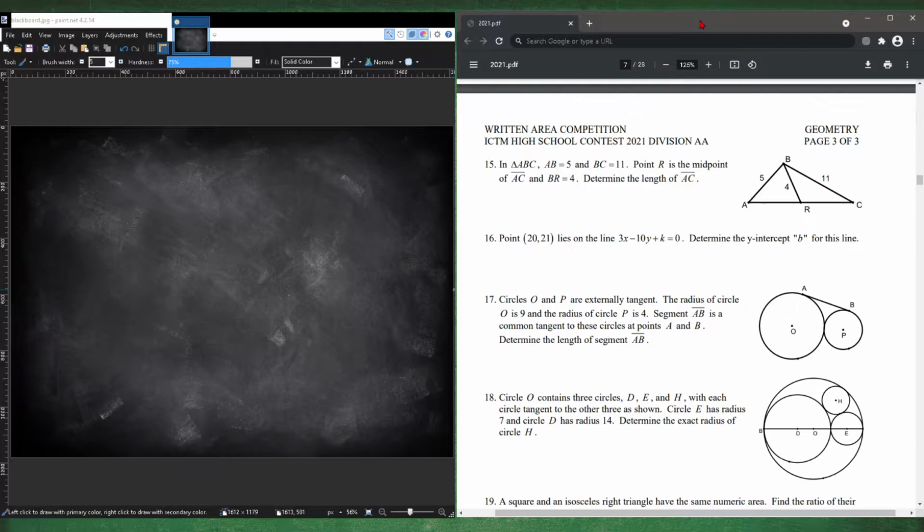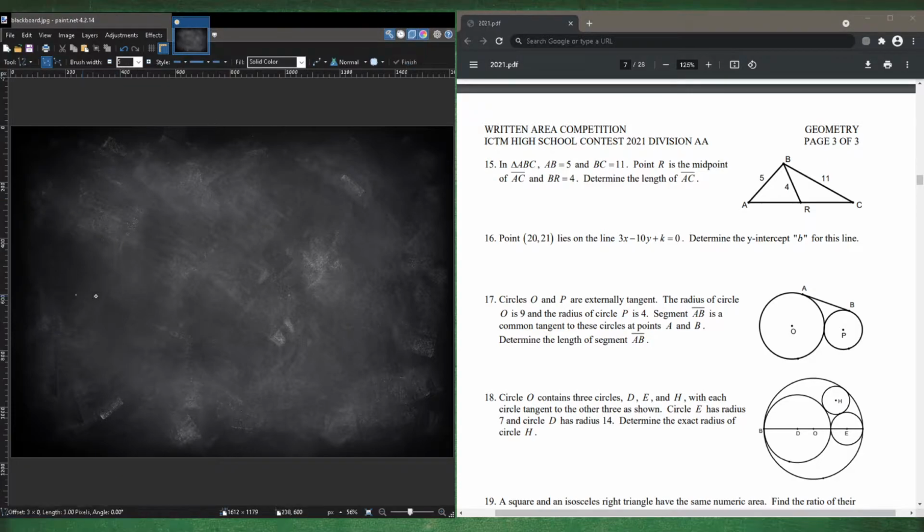Today I'll be covering the ICTM 2021 Division AA Geometry questions 15, 18, and 20. Let's just begin with 15. So in triangle ABC, AB was 5, BC was 11. Point R is the midpoint of AC, and BR equals 4. Determine the length of AC.